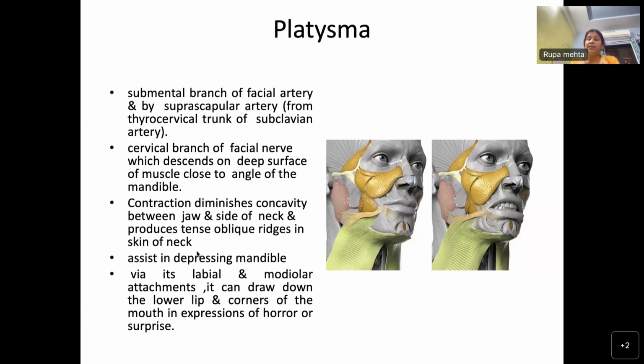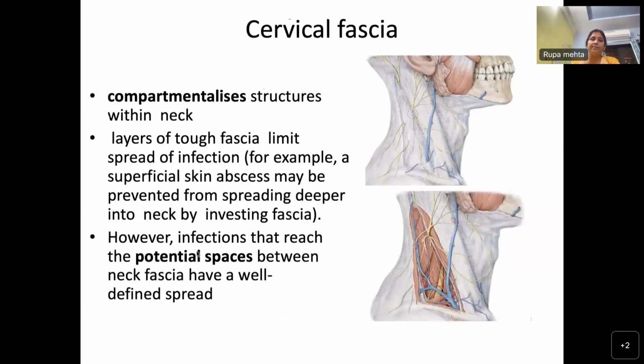In facial plastic surgeries, in aging, those platysma bands happen. So a lot of facial plastic surgery does revolve around the platysma in the neck, and you even have platysma flaps. Okay, so the platysma assists in depressing the mandible, and via its labial and modiolar attachments, it can draw down the lower lip and corners of the mouth in expressions of horror and surprise. So this action is by the action of the platysma.